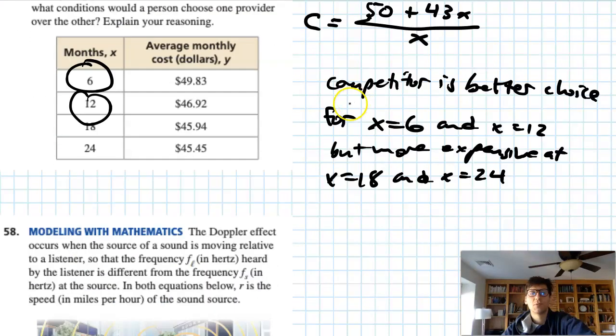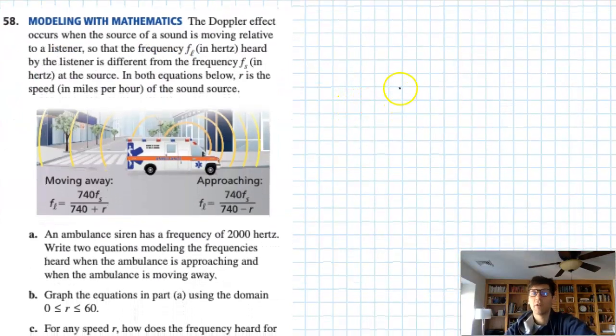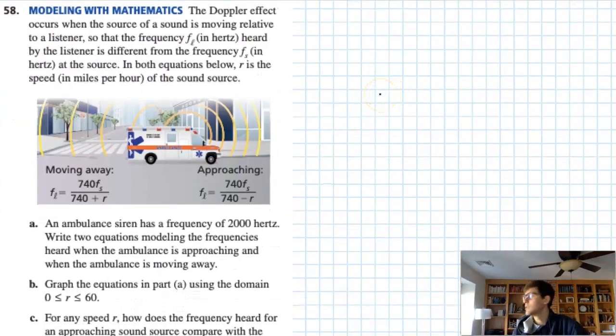Okay, and then the last one here was 58, and this one was talking about the Doppler effect. If you hear an ambulance coming towards you, you may notice it's higher pitch, and then when it's driving away, lower pitch, because of the way that the sound waves are moving more rapidly when the ambulance is driving towards you. So it's telling us that it's a source of sound moving relative to a listener. The frequency heard by the listener is different than the frequency at the source.